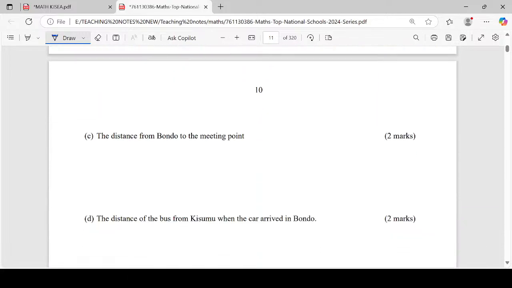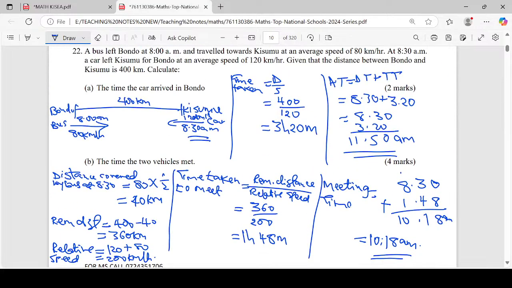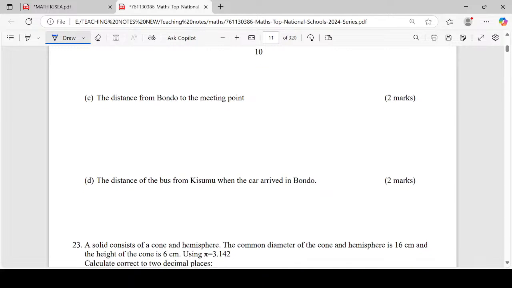Part C of the question: the distance from Bondo to the meeting point. If they met at 10:18, which vehicle is moving from Bondo? We get the bus moving from Bondo. So the distance from Bondo to the meeting point is just the distance covered by the bus at 10:18. So let's get the distance covered by the bus at 10:18.